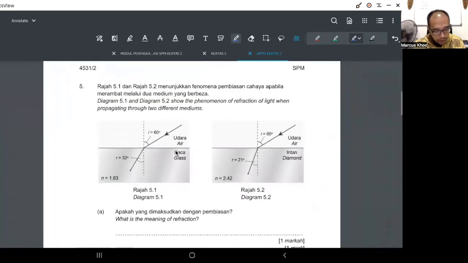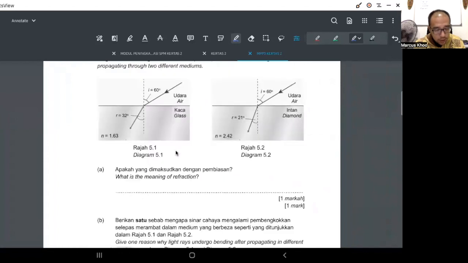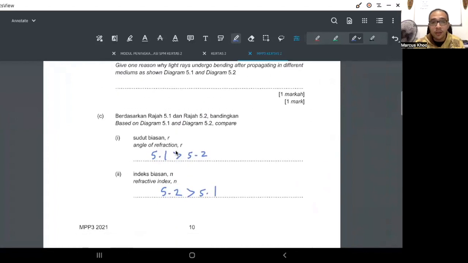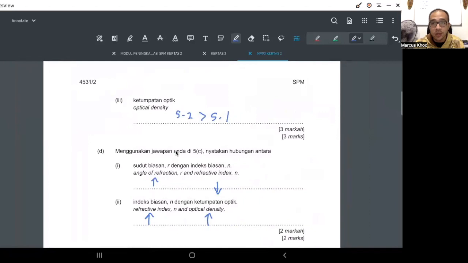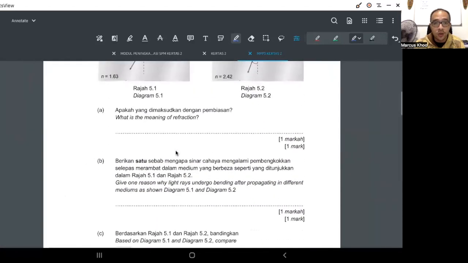Okay, 5.1 and 5.2. So this part I'm going to skip all the compare one. I think you can do already. I'm just going to go through the other questions.